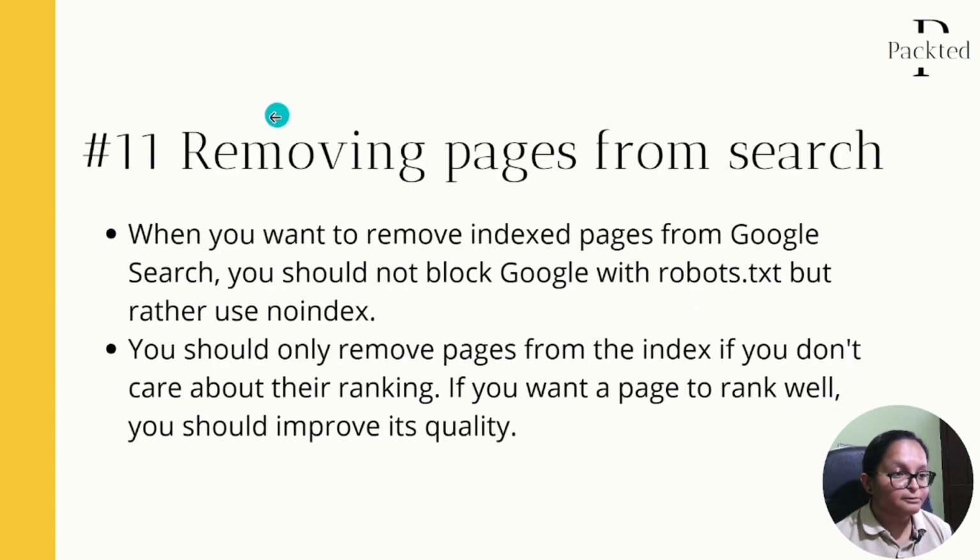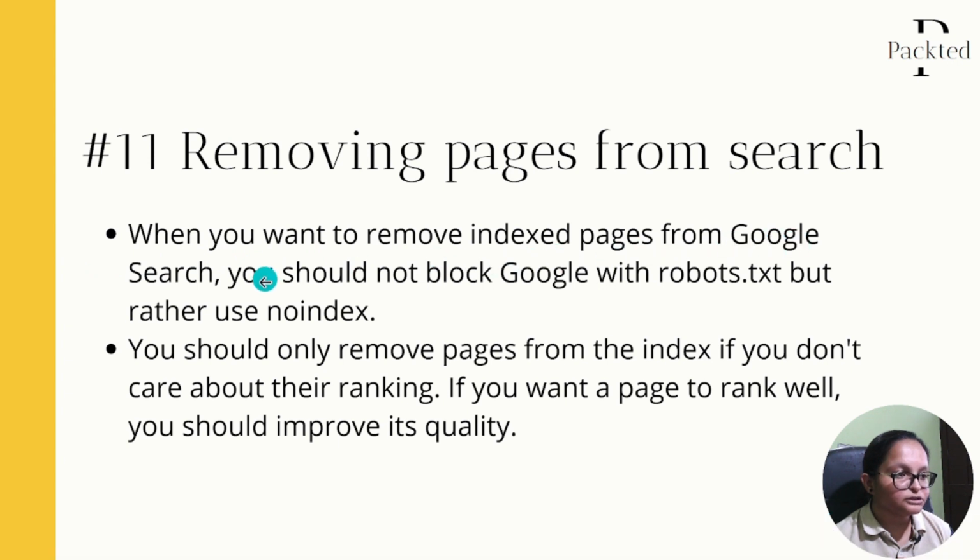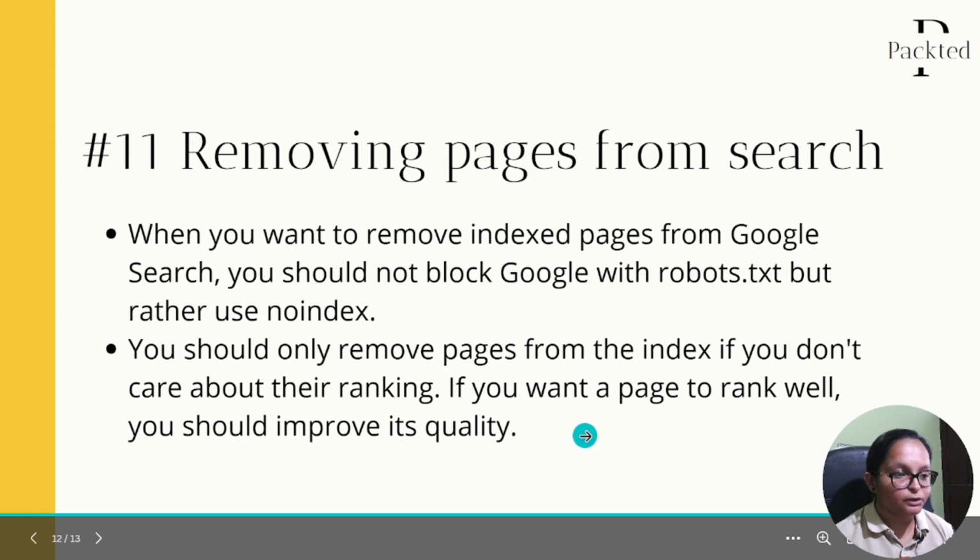The last fact is about removing pages from search, and it says when you want to remove indexed pages from Google search, you should not block Google with robots.txt but rather use no index. This simply means that if you don't want a page to be appearing in search results, then robots.txt is not the best solution for you. Instead, you should use the robots meta tag, which is the no index no follow tag, and it says that you should only remove pages from the index if you don't care about their rankings. If you want a page to rank well, you should improve its quality.